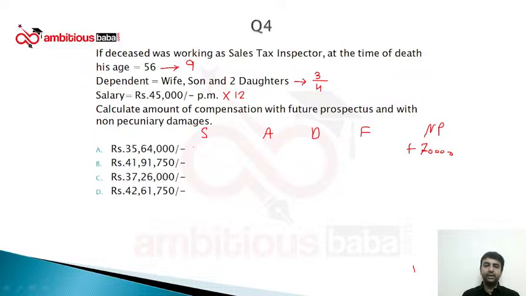Salary 45,000 multiply by 12, age multiply by 9, dependency 3 upon 4, and this will be now future prospects. The age is 56, maximum is up to 60 years of age. For a salaried person, it is, I believe, 15%, so it should be 115 upon 100, if I am not wrong. Yes, it is correct. Let us do the maths.